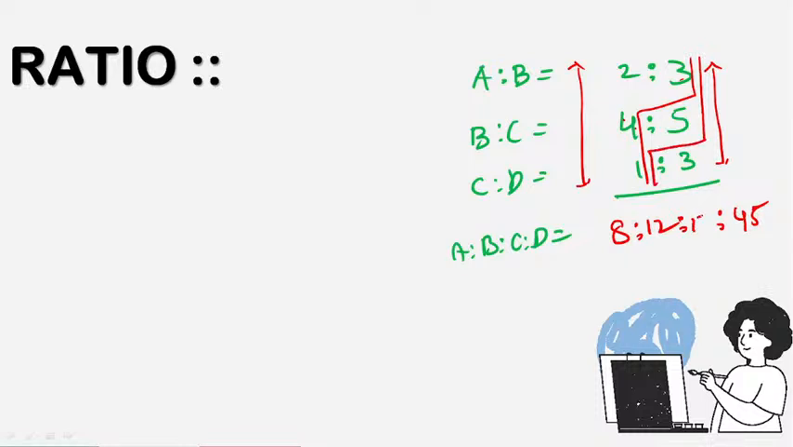15 into 1, 15. Any cancellations here? I think no cancellation. So the final answer: A is to B is to C is to D is 8 is to 12 is to 15 is to 45. Here, guys, that is how to find out the ratios. Very, very dead easy.